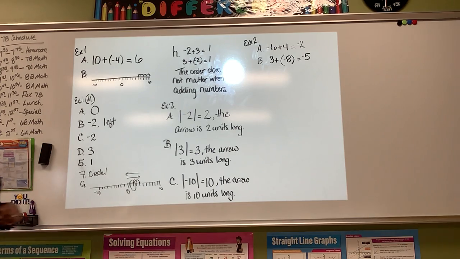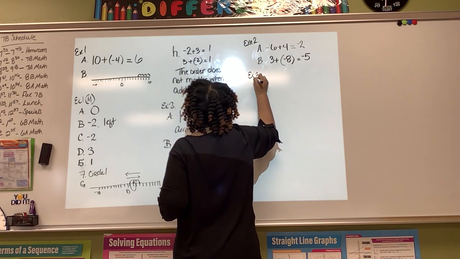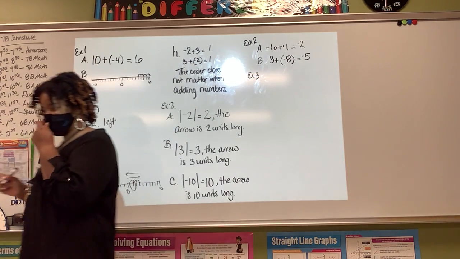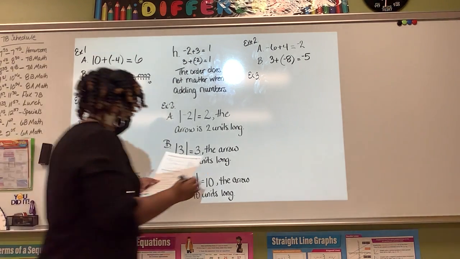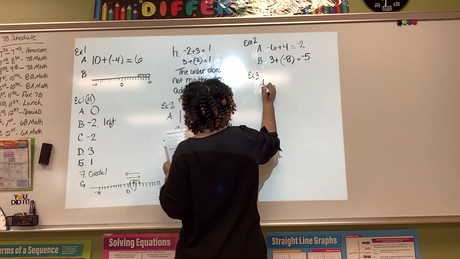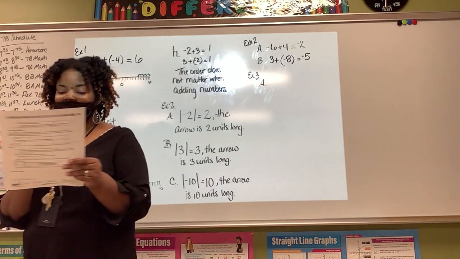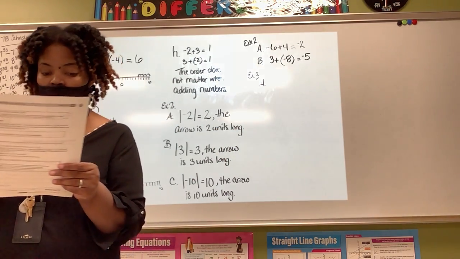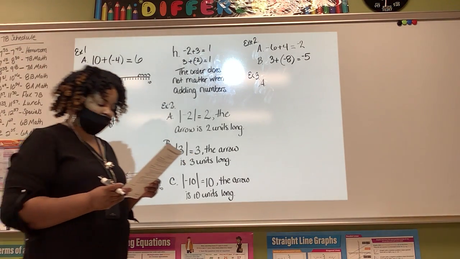If there are none, let's go to exercise 3. Find the sum of the integers represented in the diagram below. Okay. So the first one says, A. Looking at what they gave us on the number line, write an equation to express the sum. Someone give me the equation. Where do they start? Where do they go?